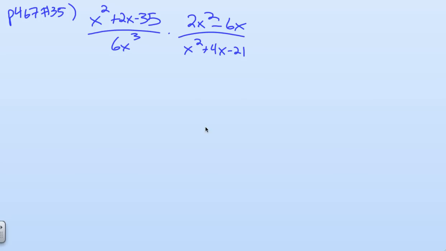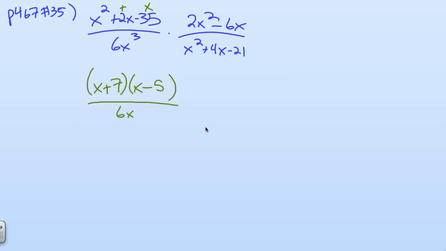Okay? So for this one, it's multiplication. First thing we need to do is make sure we factor everything, because our idea is that we want to cancel, but we can only cancel if we're written in factored form. So the first one is a basic one. We're going to be looking for numbers that multiply to negative 35 and add to 2. Those would be 7 and negative 5. So we get x plus 7, x minus 5.